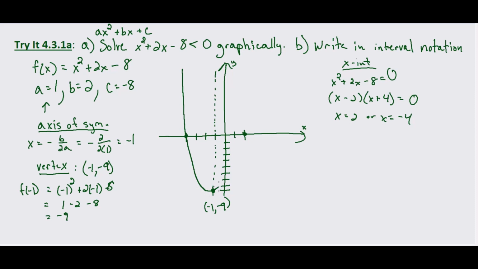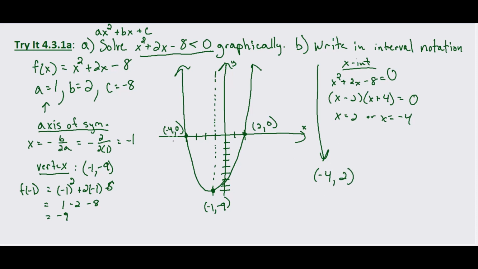We could also find the y-intercept, but in this case it's not necessary, because we know that x squared plus 2x minus 8 is less than 0 between x equals negative 4 and x equals 2. So for part B, in interval notation, our solution would be negative 4, 2. Because that's the interval of x where the function, or where the expression that we used as a function, is less than 0, where the graph is below the x-axis.